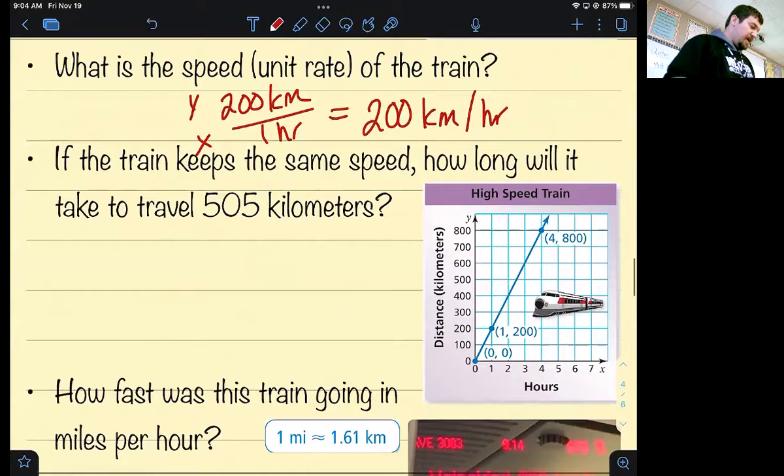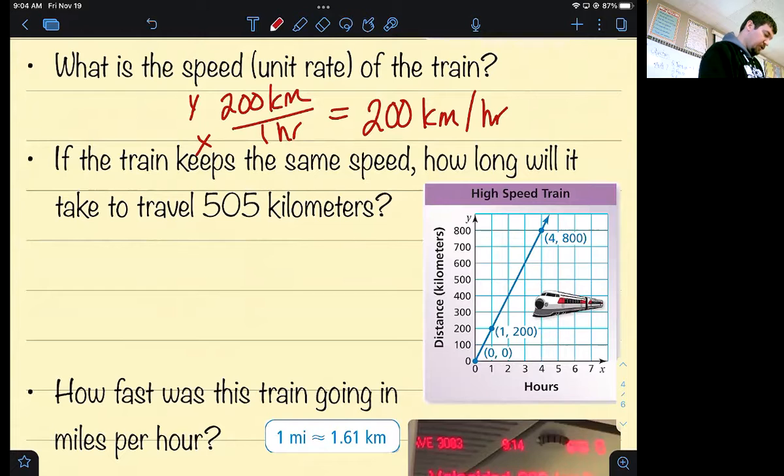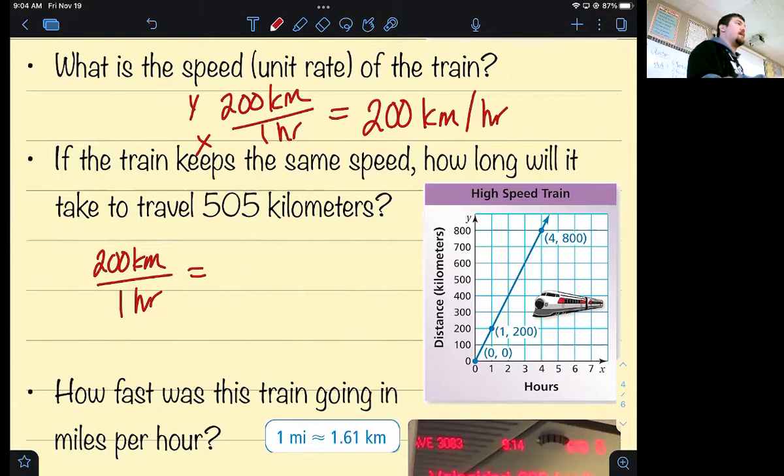We've got time to answer. If the train keeps the same speed, 200 kilometers per hour, how long would it take it to travel 505 kilometers? So if it travels 200 km in 1 hour, that's our unit rate, right? How long, so that's the number of hours, would it take us to travel 505 kilometers? Where would I put 505 km? On top or bottom? Top, with the other km. And I'll put X on bottom, X hours, because it says how long.